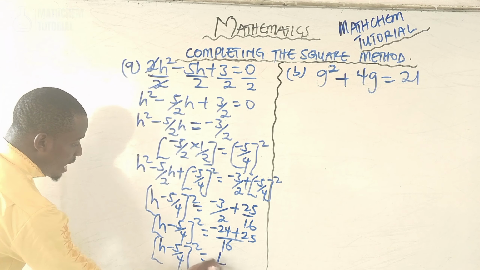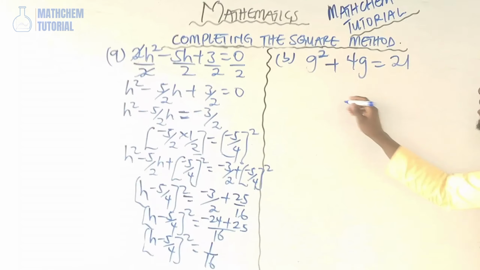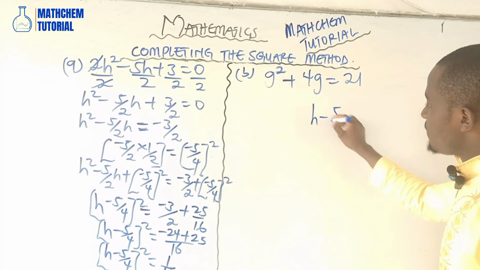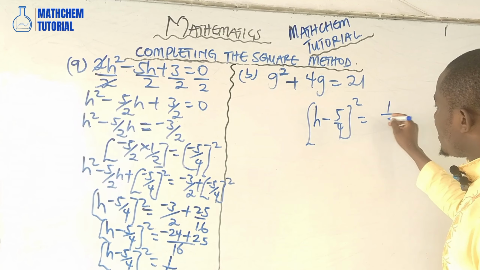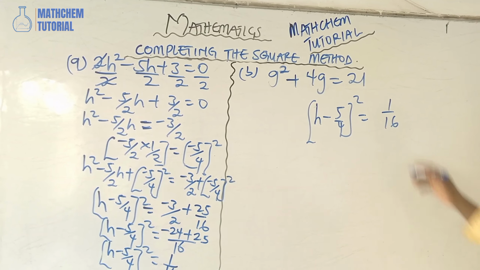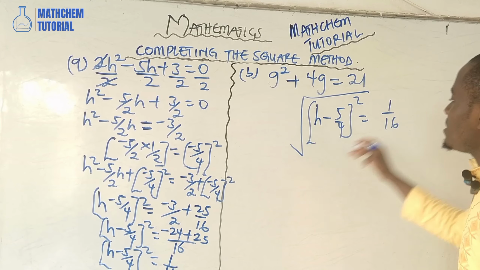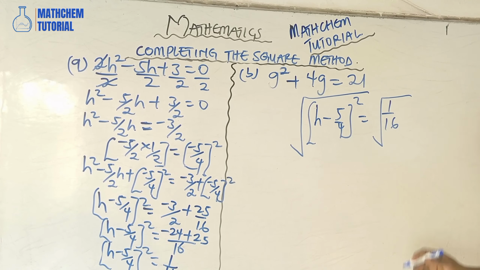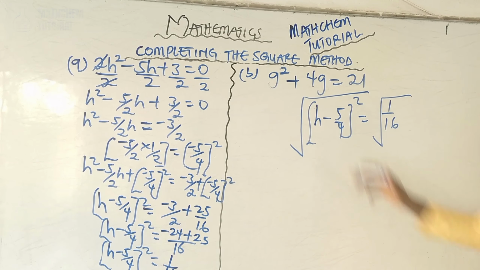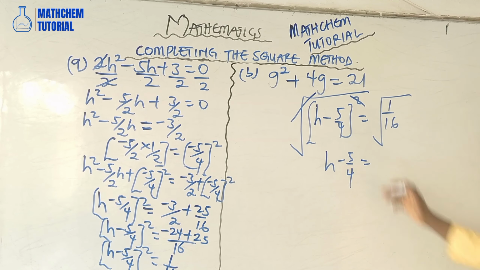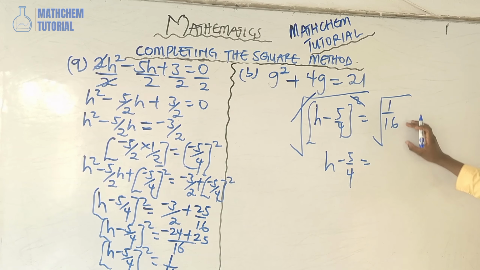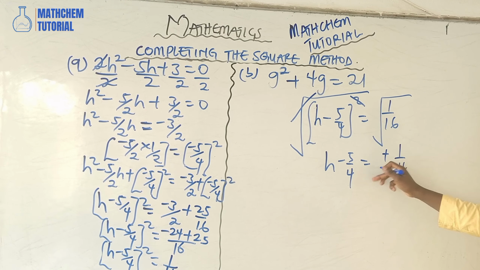So let's continue this solution here, having (h - 5/4)² = 1/16. So what do I do next? Then I will take the square root of both sides. If I square root both sides, this square root will eliminate the square we have here. Then I have h - 5/4 equals the square root of 1/16, which is still going to be 1/4. We are going to include plus or minus.